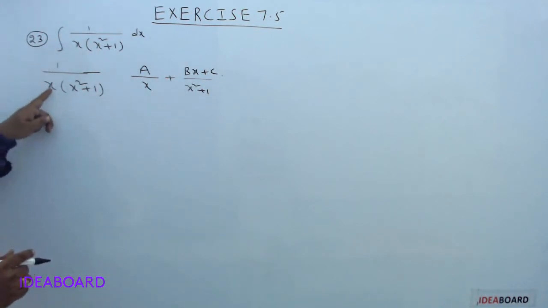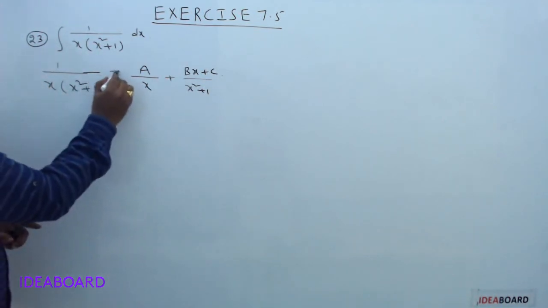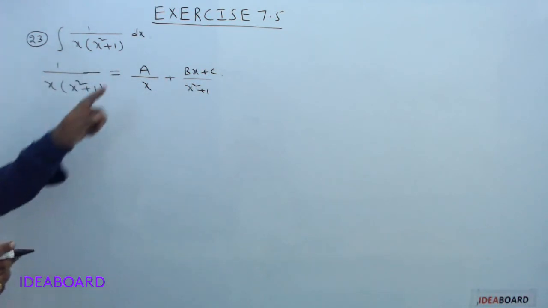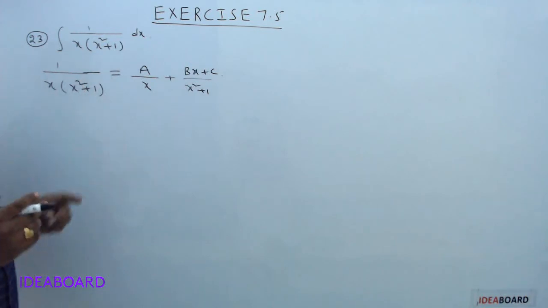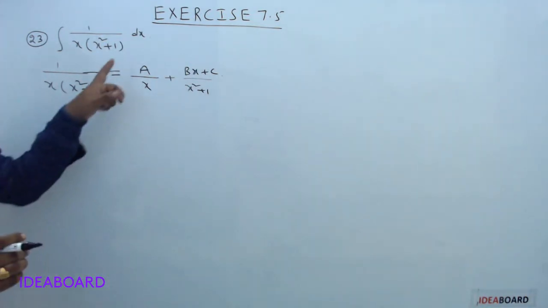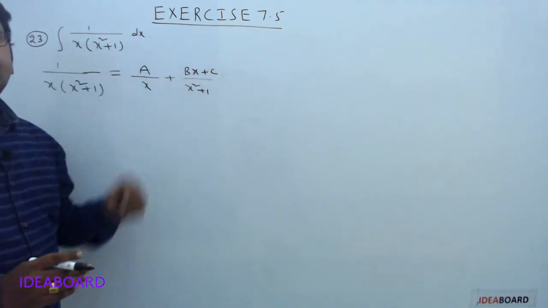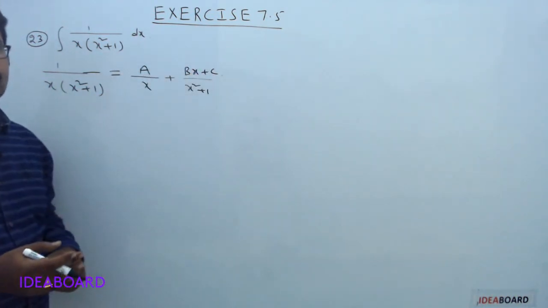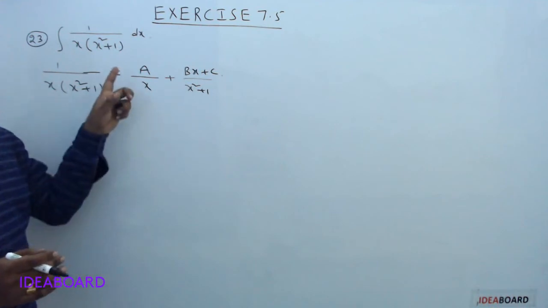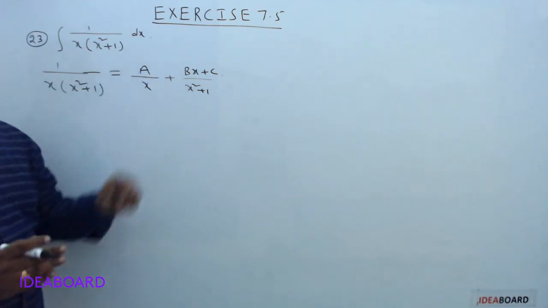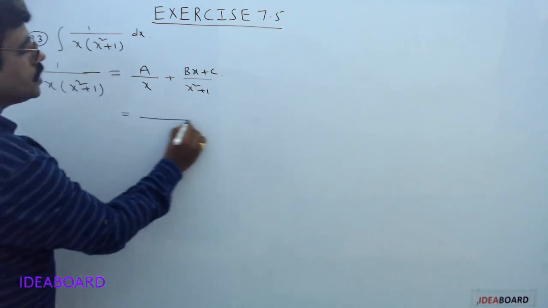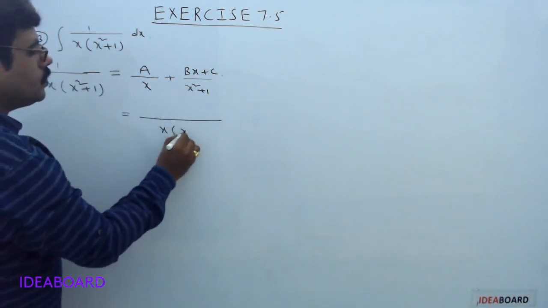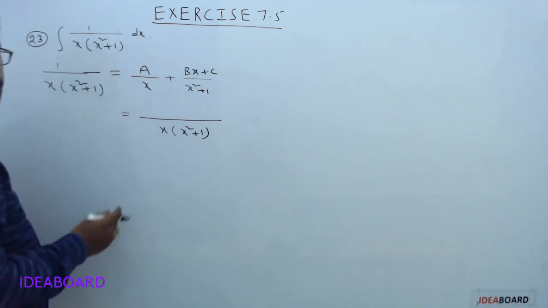So, 1 divided by x into x square plus 1 can be taken as A divided by x plus (bx plus c) divided by x square plus 1. Now here a, b and c are the unknown values. Now let us find the values of a, b and c. Take the LCM. Now this is x into x square plus 1.